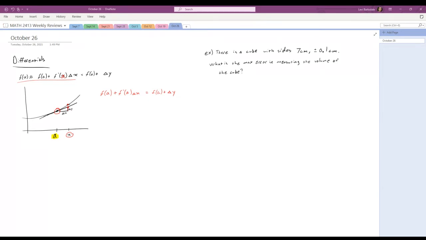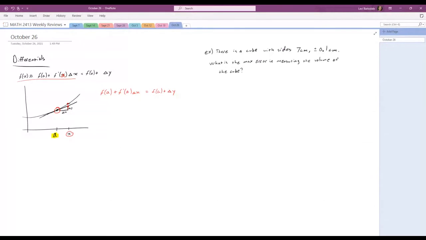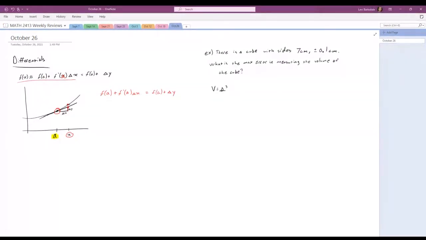Perfect. So we'll start with this example. Let's say we have a cube and we measured the side length to be 7 centimeters with an error of plus or minus 1/10 of a centimeter. We are interested in knowing the maximum error in measuring the volume of the cube. Well, in order to solve this, what we want to start by doing is writing an equation for volume. We know that the volume is equal to the side length cubed.